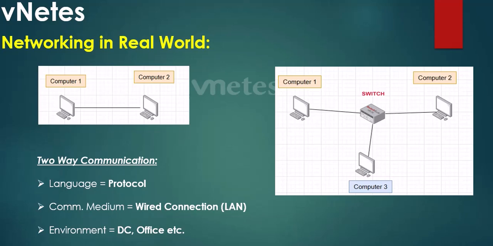In this example, we have three computers. So how can we achieve the communication? We need to use the switch. Okay, the switch will be able to broadcast the traffic or forward the traffic between the computers. Okay, now let's go to the next example.